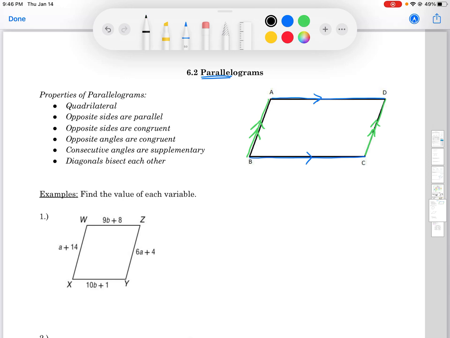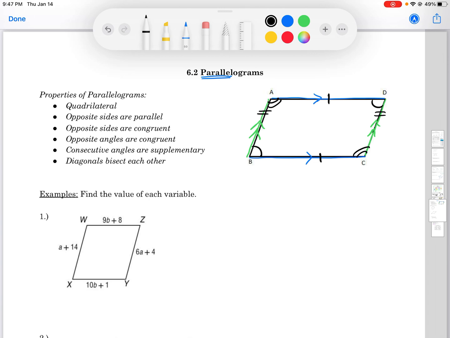We also have another rule that our opposite sides are congruent. So AD and BC not only are parallel, but are the same length. And AB and CD are not only parallel, but the same length. And then we have a few rules about the angles. Our opposite angles are congruent. So angle B and angle D are the same measure. Angle A and angle C are the same measure.